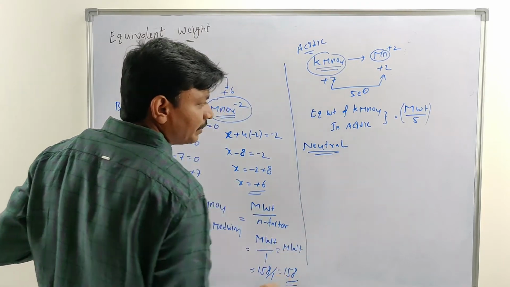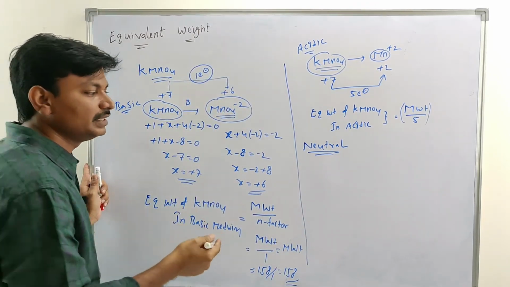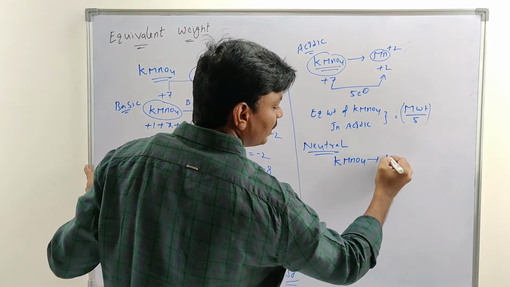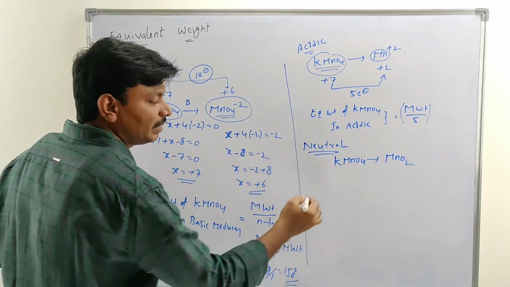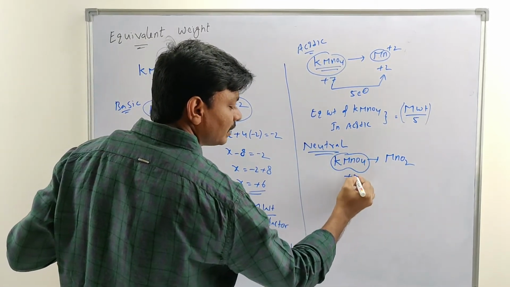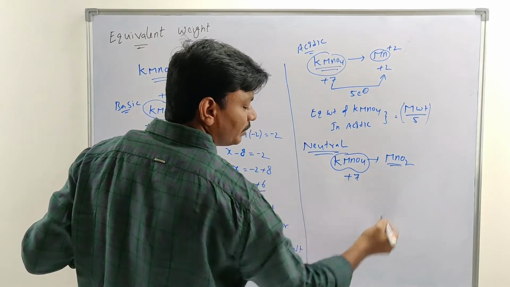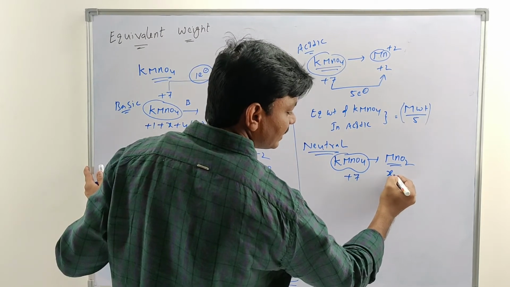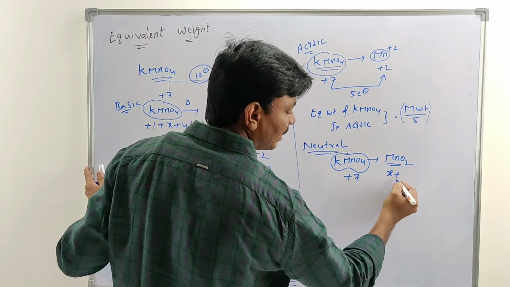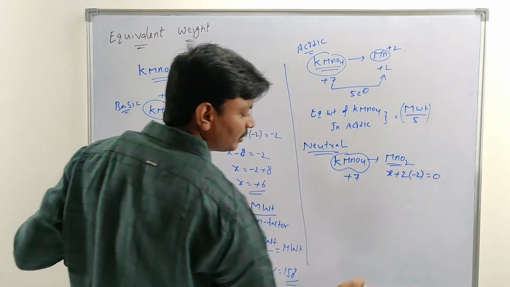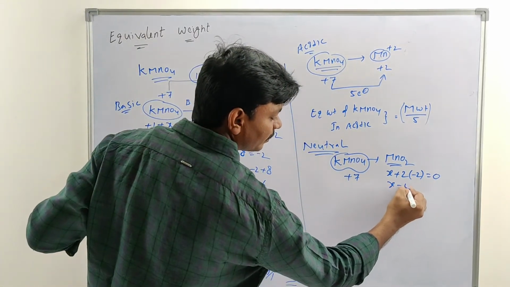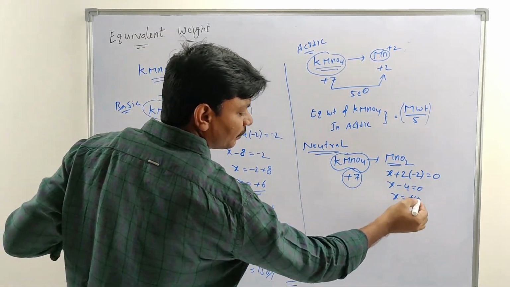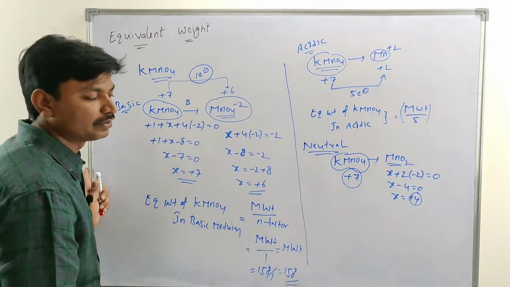medium, KMnO4 will be converted into MnO2. In KMnO4, the central atom manganese oxidation number will be +7. In MnO2, the manganese oxidation number will be +4. Here manganese is X, and 2 oxygen atoms are present in MnO2, that is 2 into -2. So X minus 4 equal to 0, X equal to +4. MnO4 is +7 and the MnO2 oxidation number will be +4.